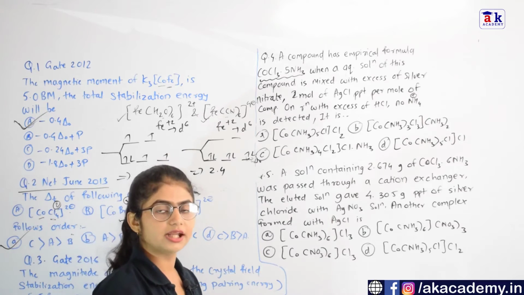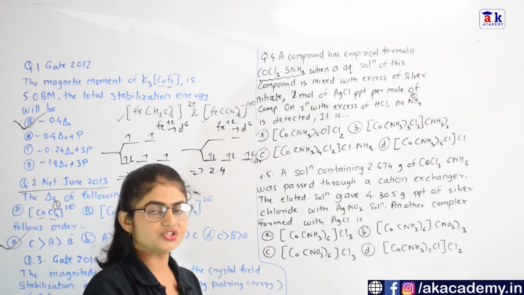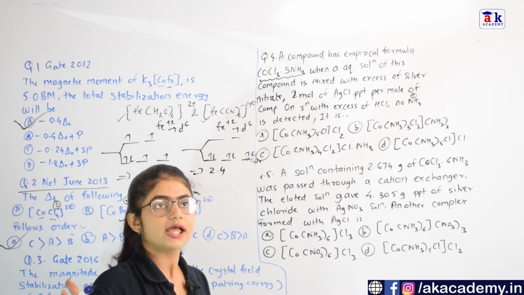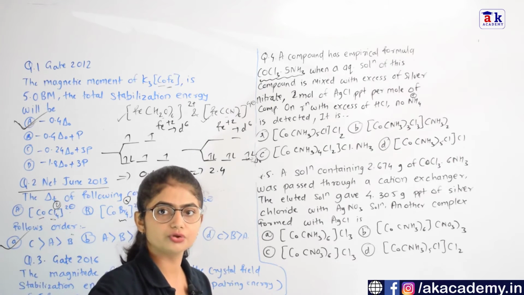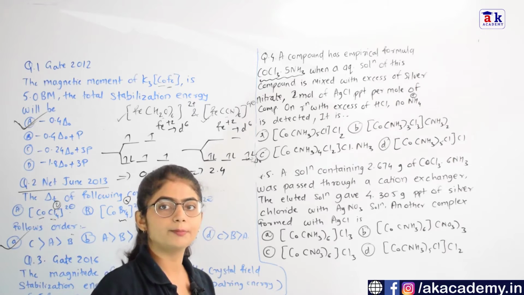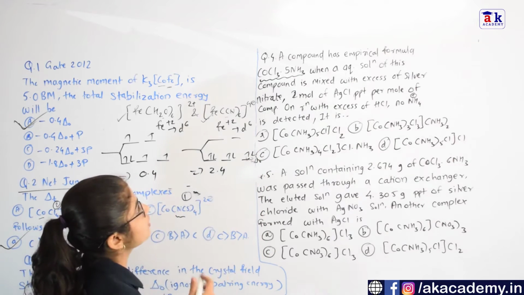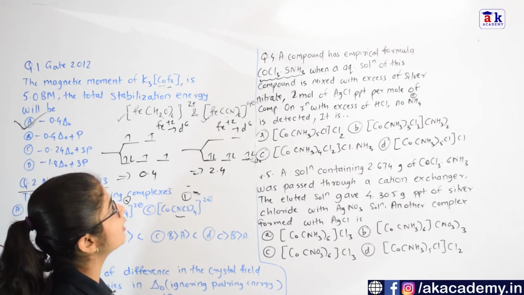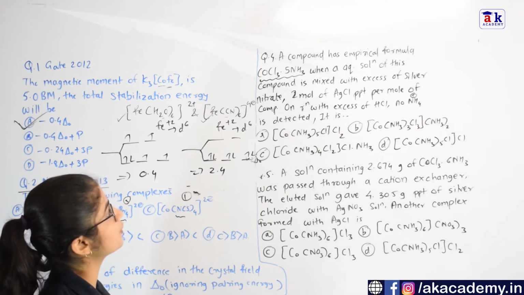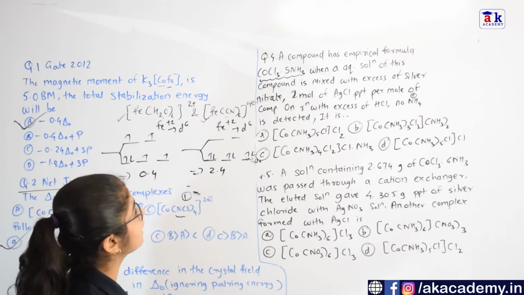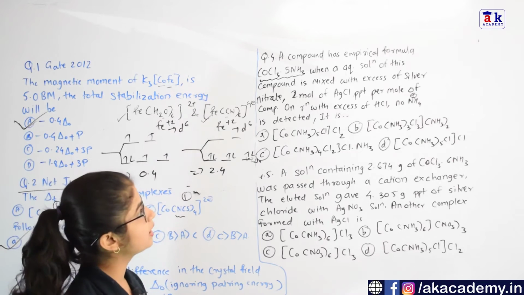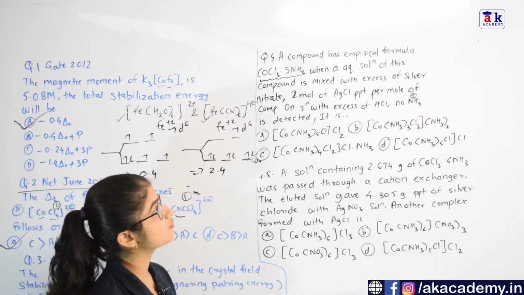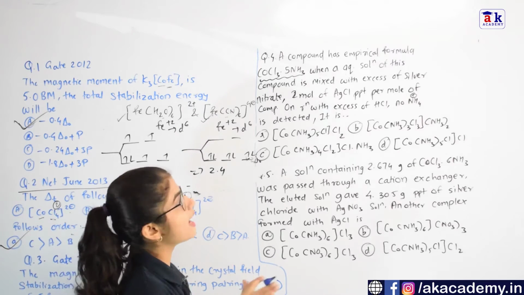And always remember, the ions which are in the ionization sphere are the free ones, and if we are adding AgNO3 to it, then they are able to form a precipitate with it. So what is given in the question: a compound has empirical formula CoCl3·5NH3, when an aqueous solution of this compound is mixed with excess of silver nitrate, 2 moles of AgCl precipitate per mole of compound is formed. On reaction with excess of HCl, there is no ammonium ion detected.